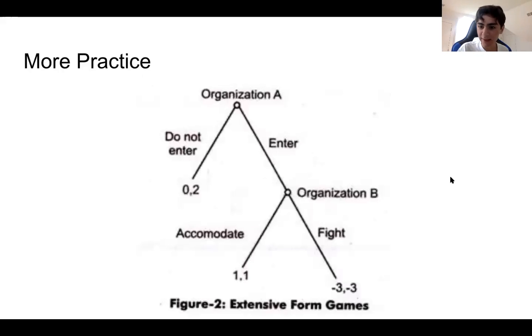Okay. So let's do a little bit more practice. So I'm going to let you guys do it. And then, so you guys take your time and then give me your answers, I guess. So in this case, there's 2 companies, and organization B is already in some market, and organization A is deciding whether to enter said market. So based on this game tree, should organization A join the market, and what should organization B do if they do join the market? So I'll give you guys until somebody gives me an answer to this, I guess.